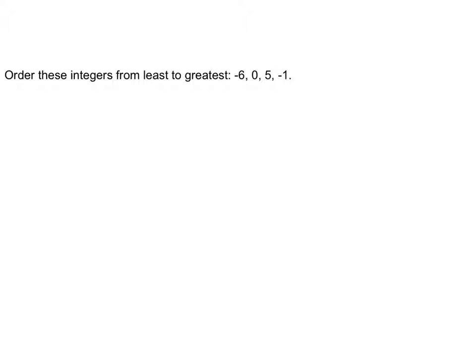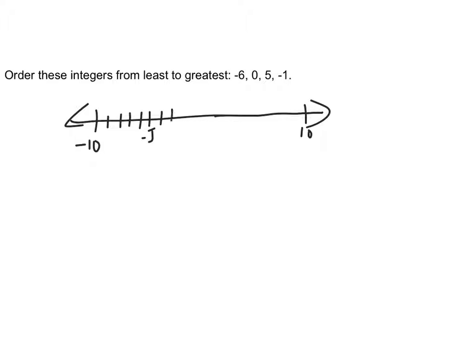So now we're going to have you do this. Order the integers from least to greatest. So again, start with a number line. You're going to have to start with 2 numbers that all 4 of these would fall between. I'm going to make this a little bit bigger. With me, I would say maybe -10 and 10. -9, -8, -7, -6, -5, -4, -3, -2, -1, 0, 1, 2, 3, 4, 5, 6, 7, 8, 9, and 10.